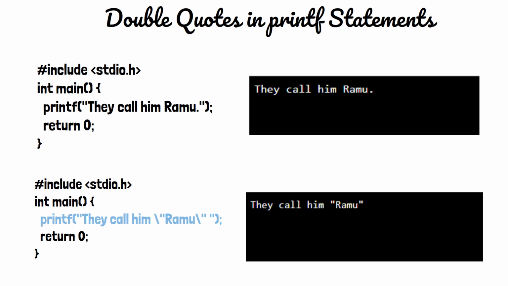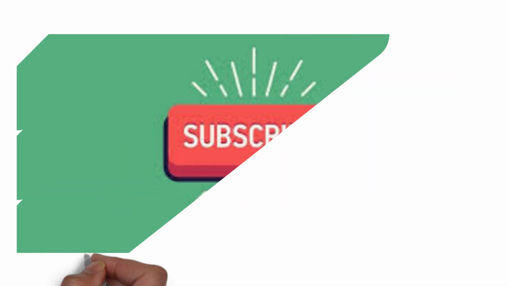So in this tutorial we have studied what is slash n, what is slash t, and what is backslash, and how we can introduce double quotes in our code.